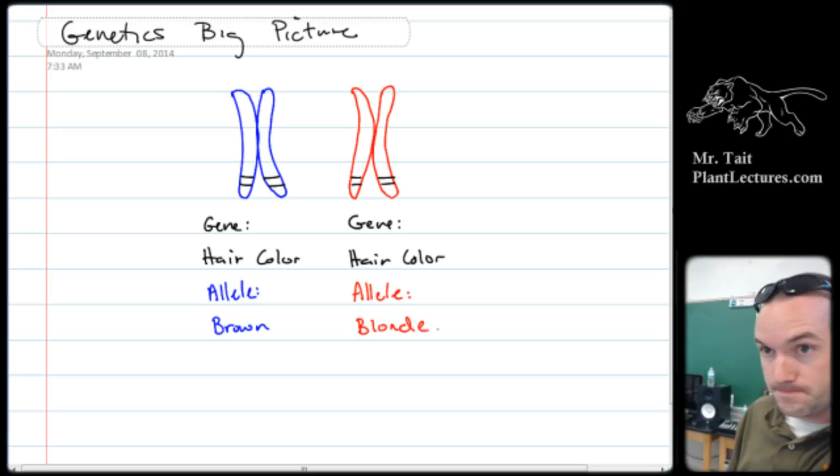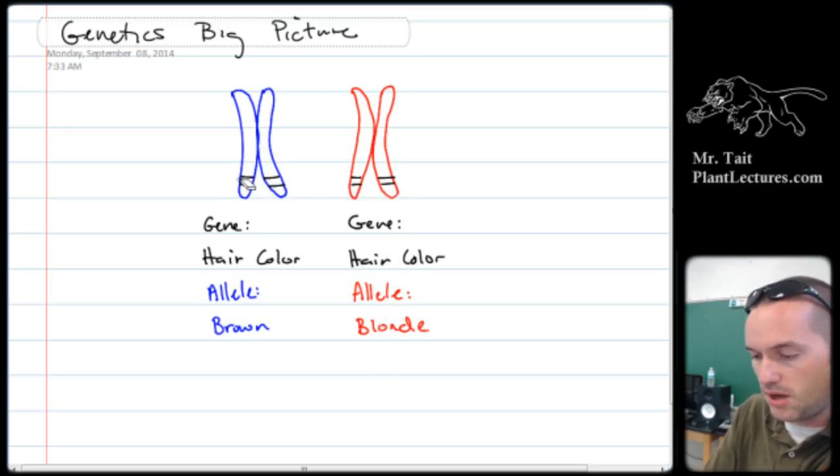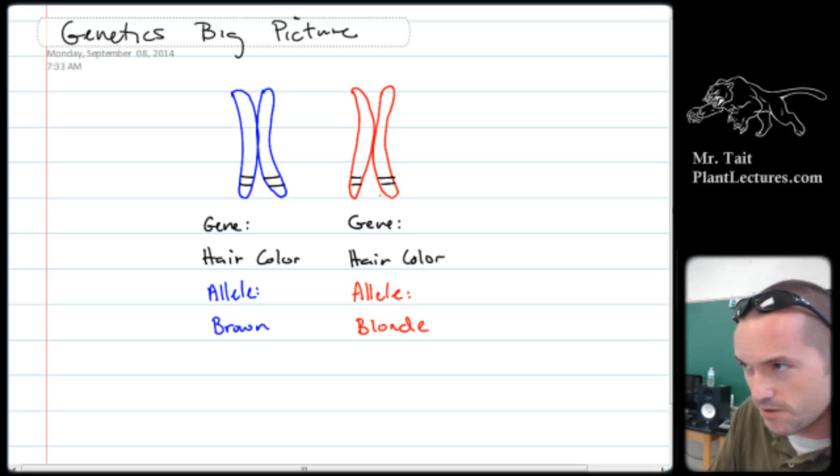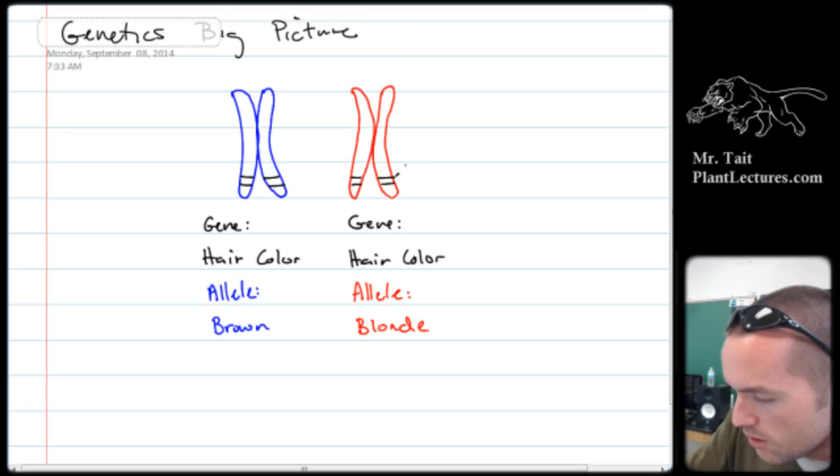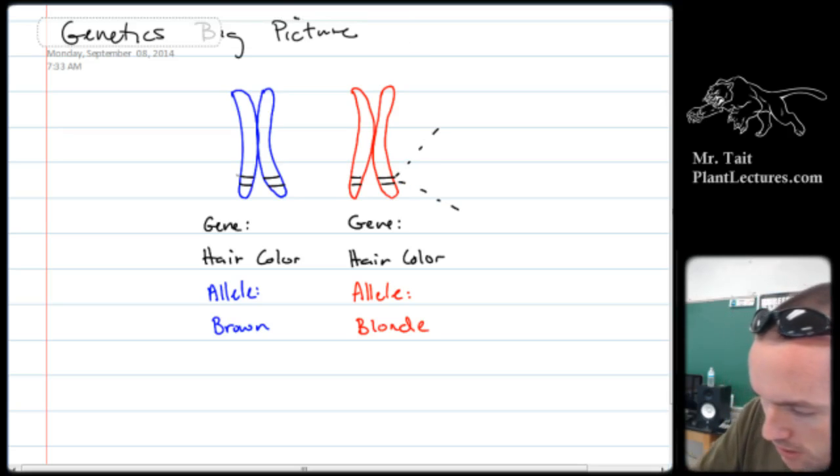Okay? Following so far? So they're the same gene, therefore they're located on the same place on the chromosome, but they're different alleles, and so they can't be located on the same chromosome, right? So there's a brown allele here and a brown allele here, brown here. Blonde allele here, blonde allele here, right? Make sense so far? I lose anybody? Okay, so what we're going to do is zoom in on this specific area right here.